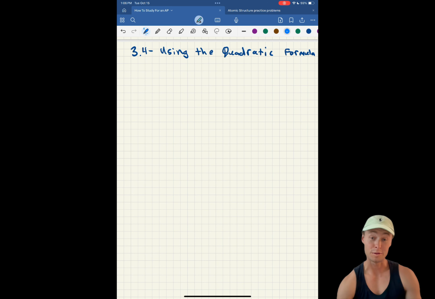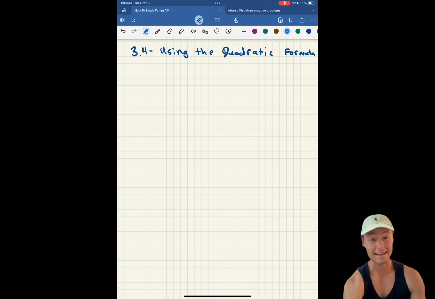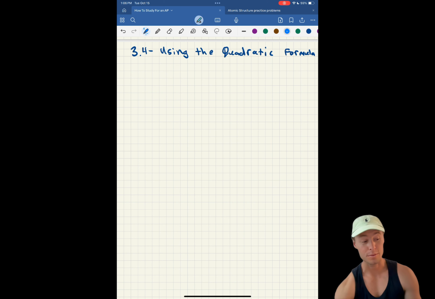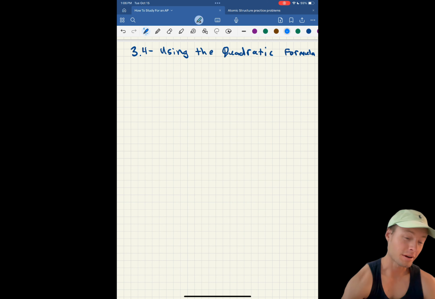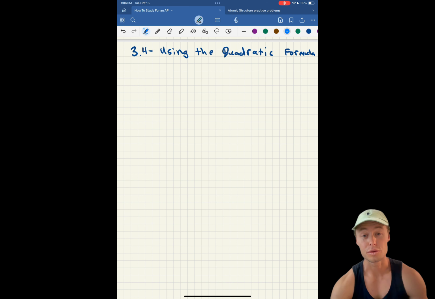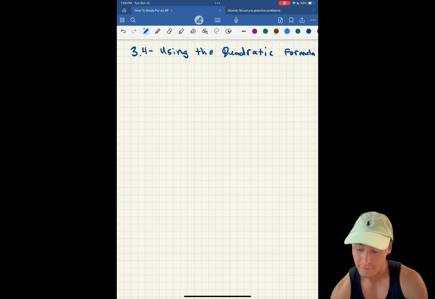What's up? We're almost halfway through chapter 3, looking at section 3.4 today, which is using the quadratic formula. The quadratic formula has to be one of the most useful formulas of all time. Let's quickly write it out so we know what we're talking about.